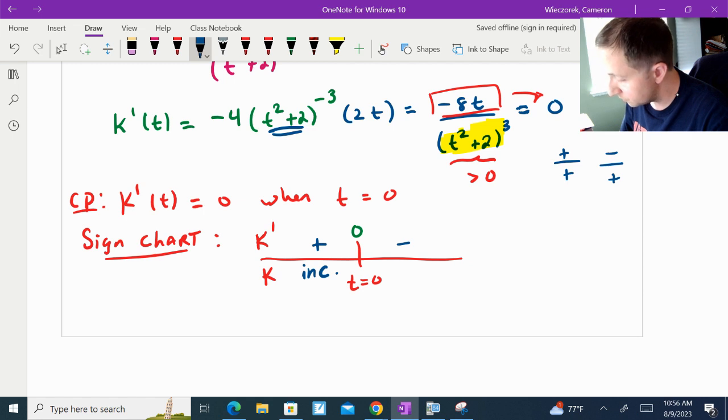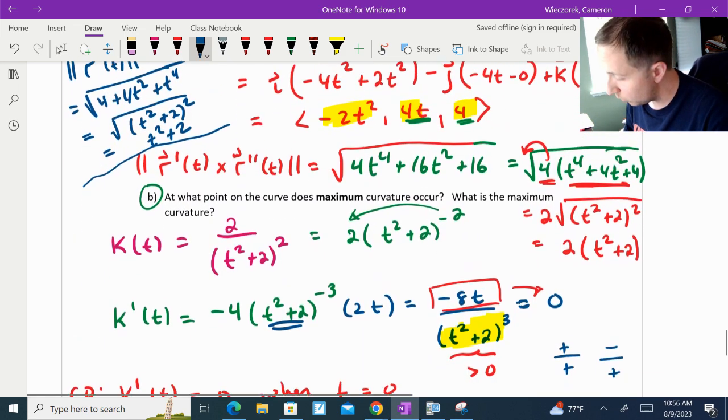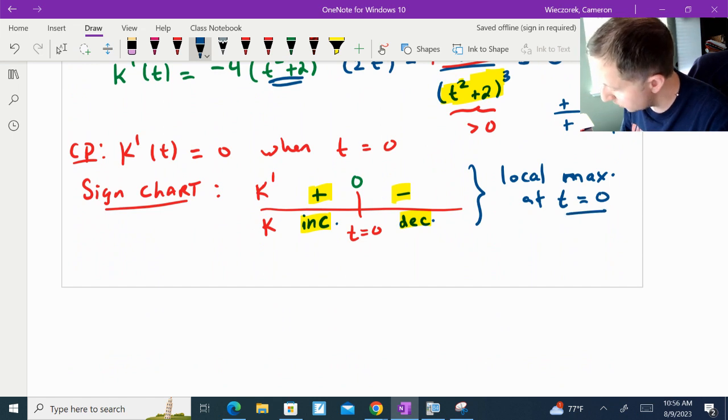the derivative of the curvature is negative, which means the curvature itself is decreasing. Because the derivative of the curvature is changing from positive to negative, or you could think of it as the curvature is changing from increasing to decreasing, that tells me that we have a local maximum at t equals 0. So that value of t equals 0 maximizes the curvature. So now let's answer the question. At what point on the curve does maximum curvature occur? Well, we just said it's when t equals 0.